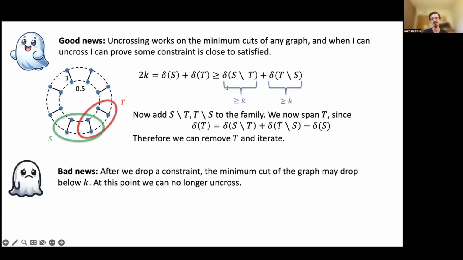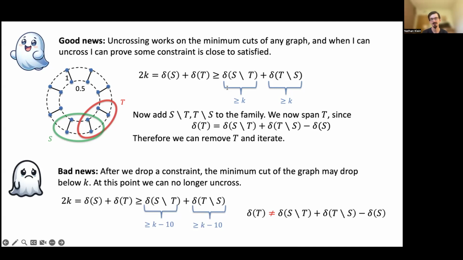Unfortunately, if we try to do this for a graph which is not k-edge connected, so the minimum cut is below k, things break down. I can try to do the same thing, but now I can no longer bound these 2 quantities by k, and so I cannot say that delta of t is spanned by these 3 sets.